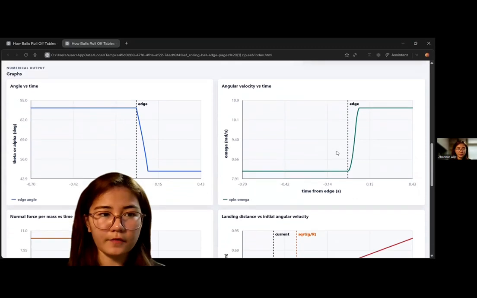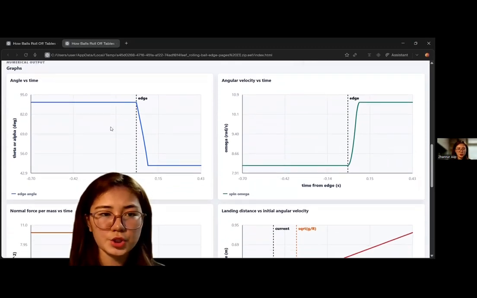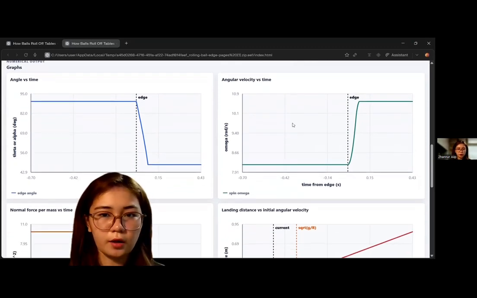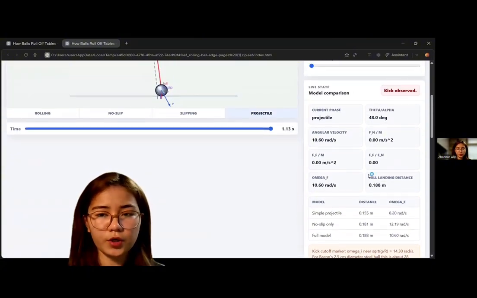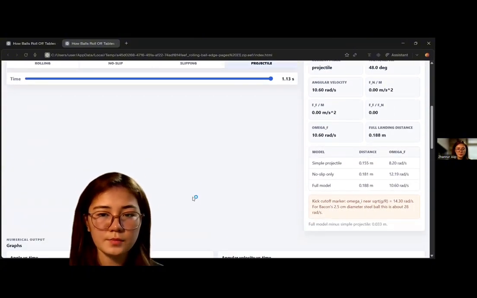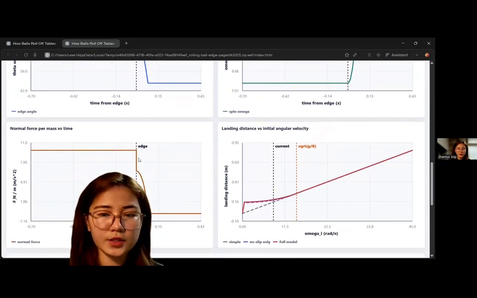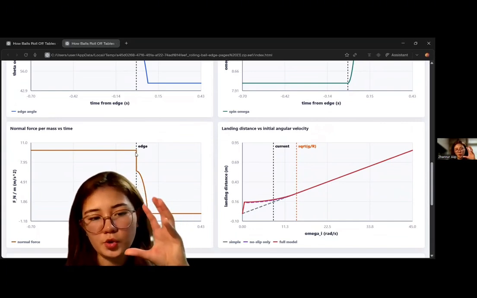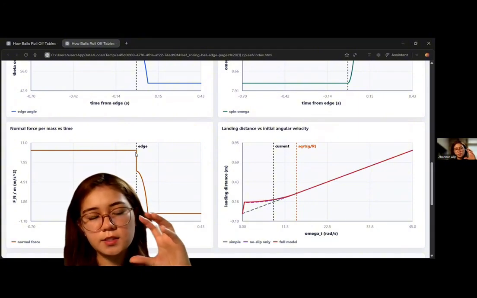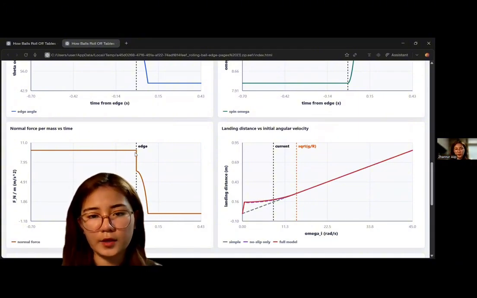Here we also have other graphs that illustrate variables like theta or alpha, which we calculated using the formulas provided in the paper. And here we have the normal force, and the interesting thing is that this part, where the normal force decreases sharply, happens when the ball rolls off, like it rotates at the edge of the table.